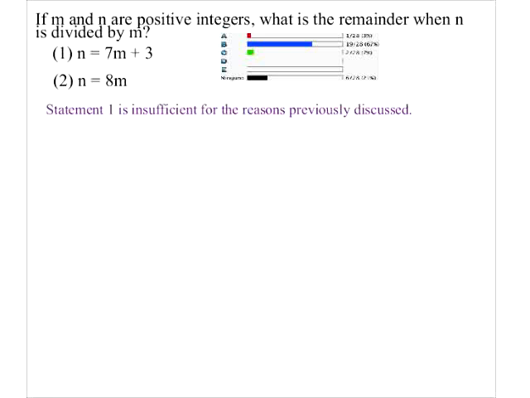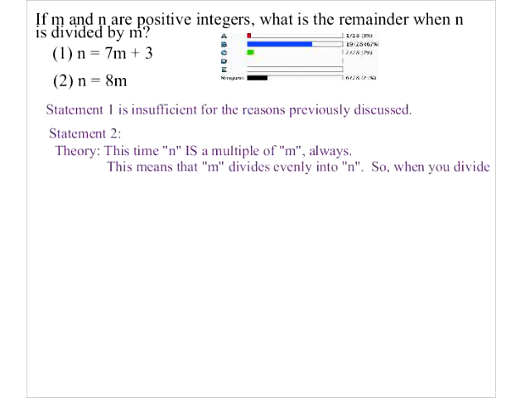Okay. Statement 2. This time n is actually always a multiple of m. So there's not going to be a remainder. This means that m divides evenly into n. So when you divide n by m, there's no remainder. The remainder is 0.